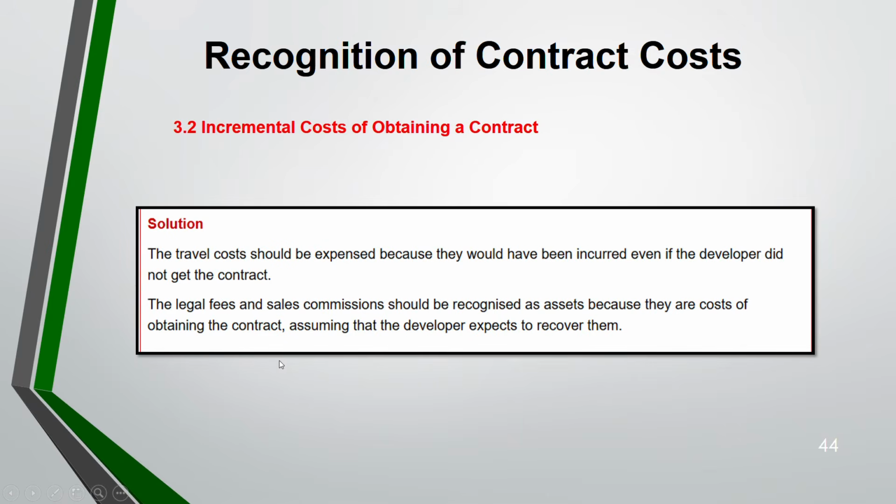So first, legal fee and sales commission, they should be recognized as an asset because they are the cost of obtaining the contract. So assuming the developer expects to recover them. What about the travel cost? This is an expense because they would have been incurred even if the developer did not get the contract. You understand?